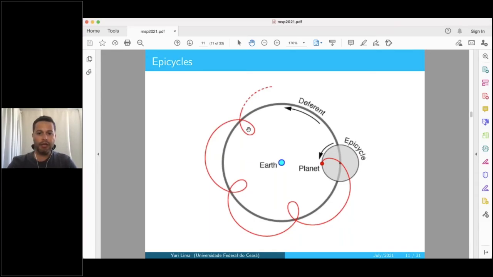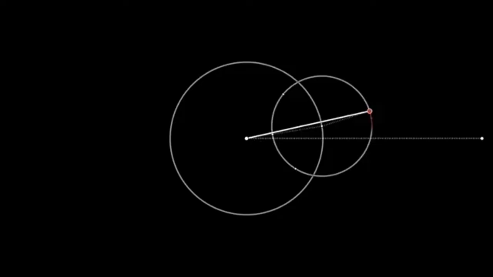And actually, now I'm going to show you a video which Pierre is going to play for us, which will show us in a live video that this kind of movement can be obtained if you couple circles inside circles.